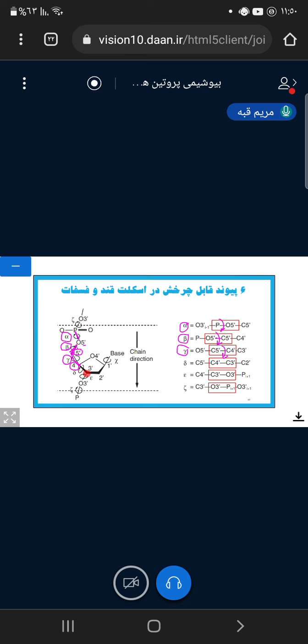Between carbon 4 prime and carbon 3 prime, there is a bond called delta, and it's rotatable.